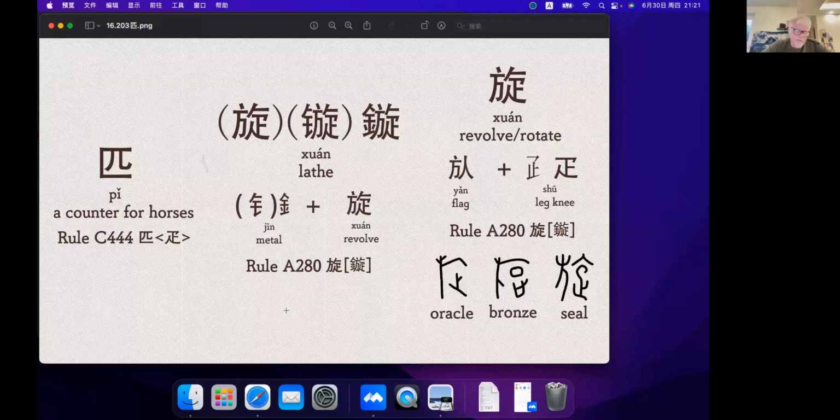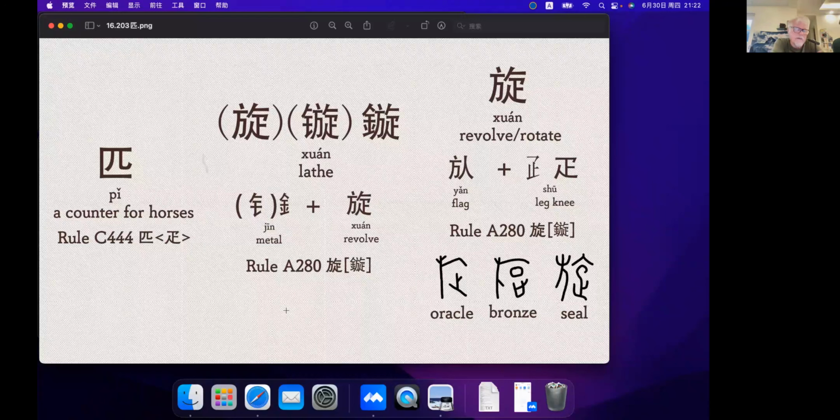旋转的旋。可是最近他们复活那个原来的字，然后他们用另外一个建字的方法。So this is a case where 70 years ago, 65 years ago, they simplified it just to the component. But then there was a lot of confusion. So just a few years ago, in 2013, they decided it was okay to resurrect this character. And now you have two simplified forms.